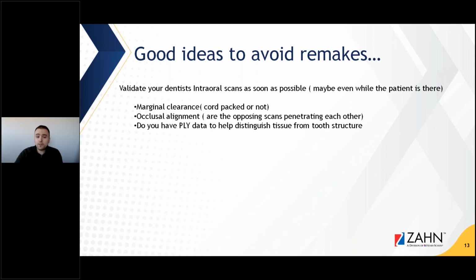And do you have POI data to help you distinguish tissue from tooth structure? POI data refers to the color data that a lot of scanners output now. It's sort of like becoming a standard. It's a uniform format. And so we're going to talk a little bit about whether or not you should search for that data, how it can help you. And are there too many artifacts present? That one is interesting because we're going to show you some examples of cases where they're very interesting. Let's put it that way.